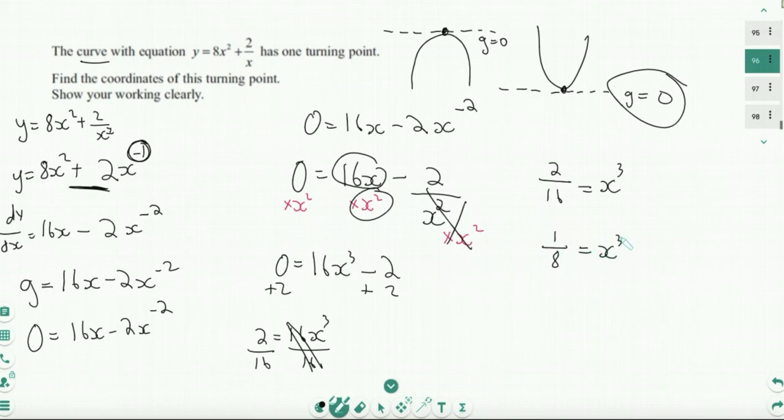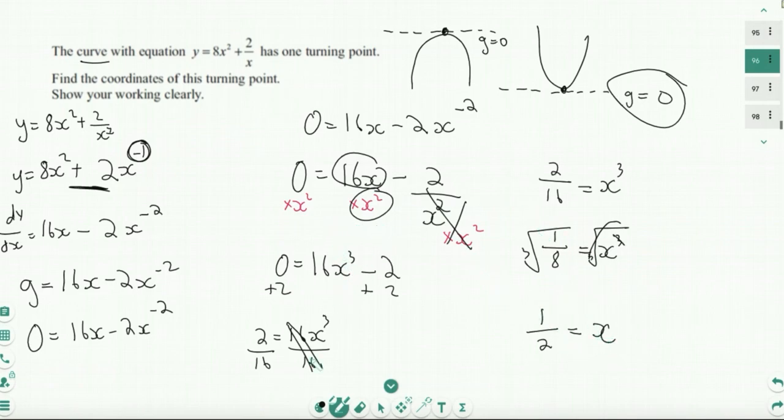And then, how do you get rid of this cube? You can cube root both sides. So put this into your calculator. If you were to cube root 1/8, you'll get 1/2. So positive and negative half. Oh no, just positive half. Sorry. So the cube root of 1/8 is just half, and the cube root cancels out. So x equals 1/2. So that's our x coordinate.